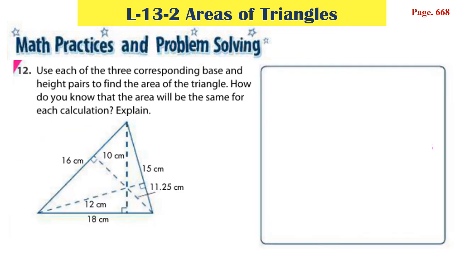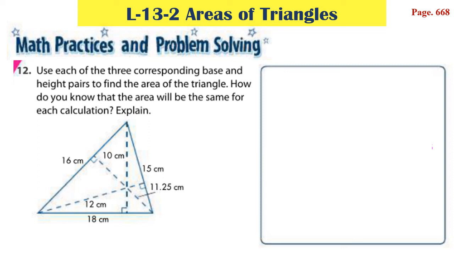Dear students, now let's solve question number 12. Use each of the 3 corresponding base and height pairs to find the area of the triangle. How do you know that the area will be the same for each calculation? Explain. Again, use each of the 3 corresponding base and height pairs to find the area of the triangle. How do you know that the area will be the same for each calculation? Explain. You have an answer?